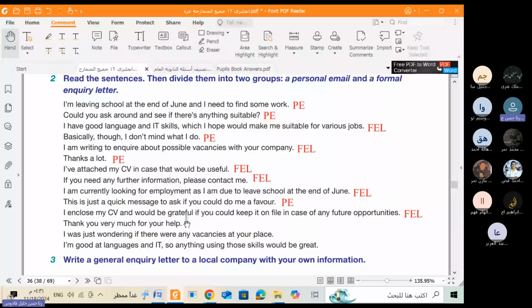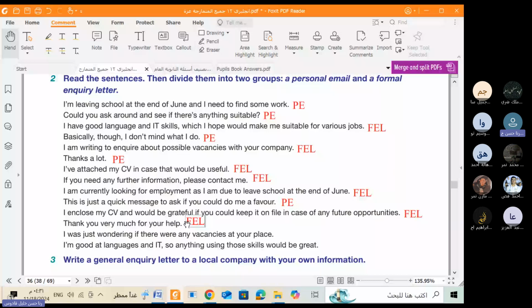Personal, you say thanks a lot. But if you want to be formal, you say thank you very much for your help. So this is formal. Okay? The formal language is, let's say, somehow more complicated than the personal one.